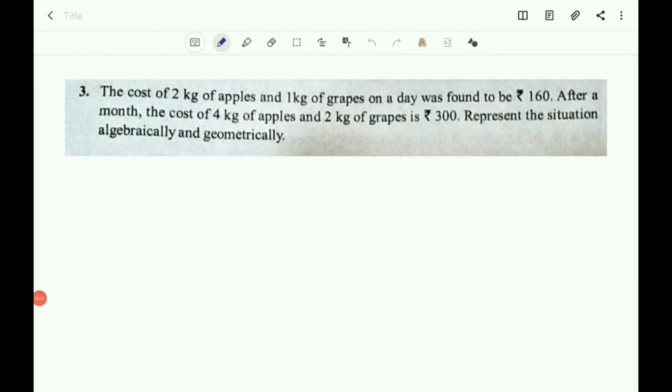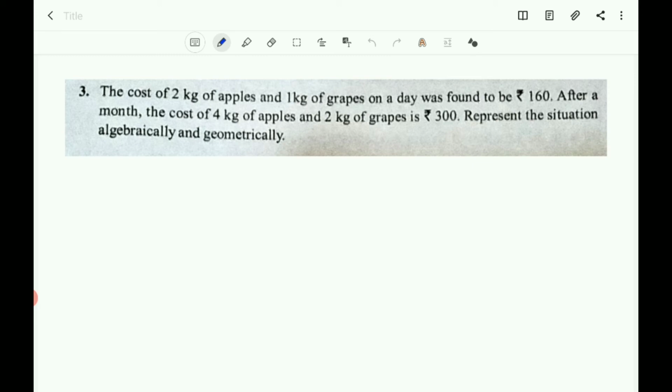Now you take the third question. The cost of 2 kg of apples and 1 kg of grapes on a day was found to be 160 rupees. After a month, the cost of 4 kg of apples and 2 kg of grapes is 300 rupees. Represent the situation algebraically and geometrically.